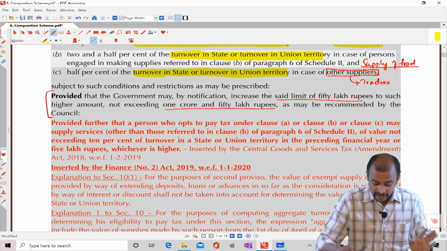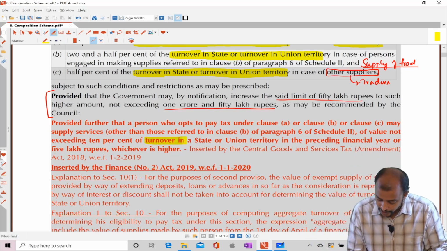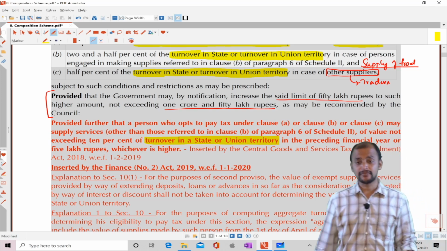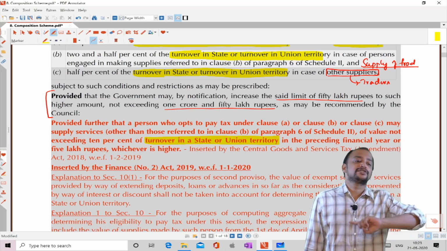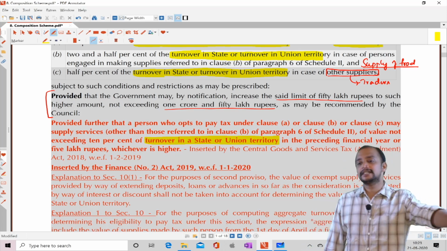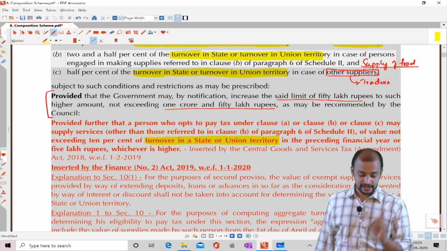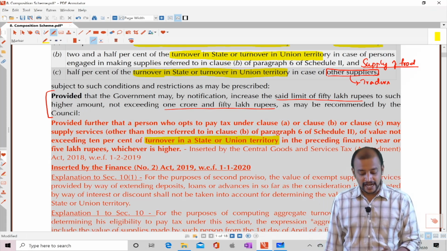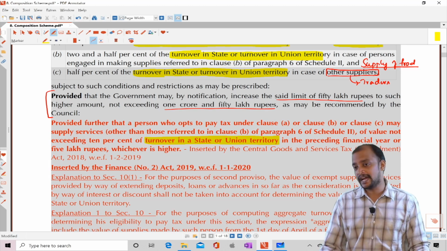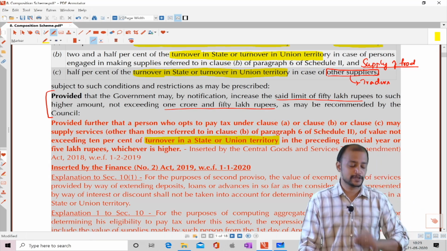It should be turnover in a state or union territory. It is not the aggregate turnover. Don't forget that point. So 10% of the turnover in a state or union territory or 5 lakhs, whichever is higher. There is a logic behind this, whichever is higher, that 5 lakhs point.